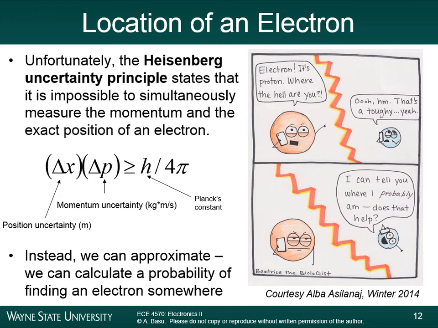So starting off with the location of the electron. Has anyone heard of the Heisenberg uncertainty principle? Some of you have, so you've taken courses in quantum mechanics, I imagine? The Schrödinger's cat. Okay. Schrödinger's cat is a good book. I haven't read it myself, but I heard Schrödinger's cat, they talk about some of these concepts. Okay.